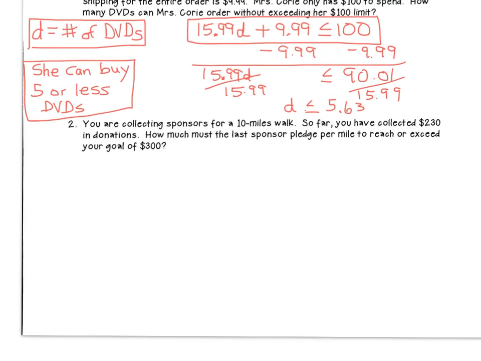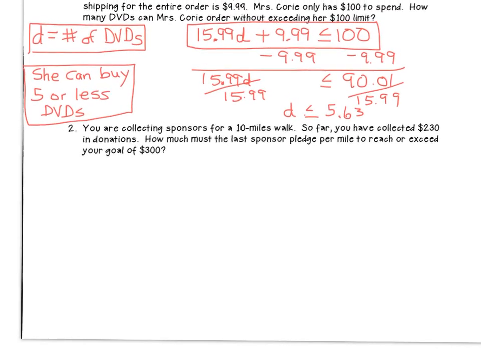You are collecting sponsors for a 10-mile walk. So far, you have collected $230 in donations. How much must the last sponsor pledge per mile to reach or exceed your goal? Alright, let's find the question. There's the question mark. How much must the last sponsor pledge per mile?